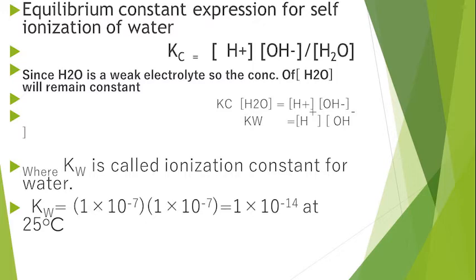the value of which can be written with the help of the above equation as Kw equals 1 × 10⁻⁷, which is the concentration of H⁺ ion, and 1 × 10⁻⁷, which is the concentration of OH⁻ ion. After multiplying both, we get 1 × 10⁻¹⁴, which is the ionization constant for water and is denoted by Kw.